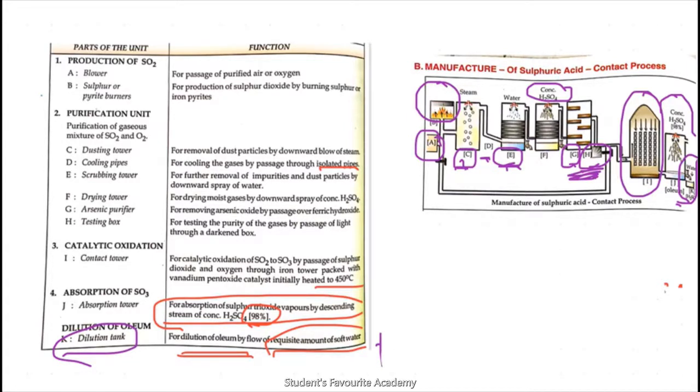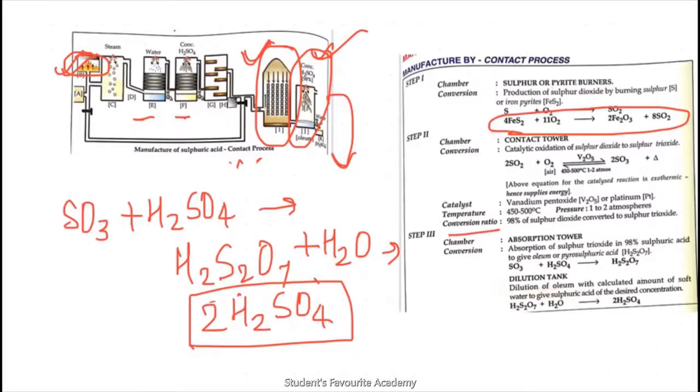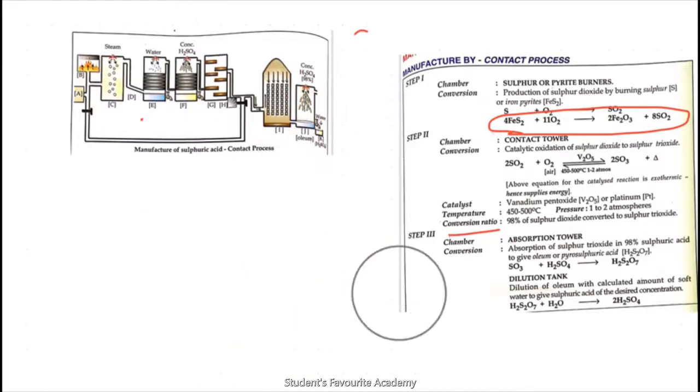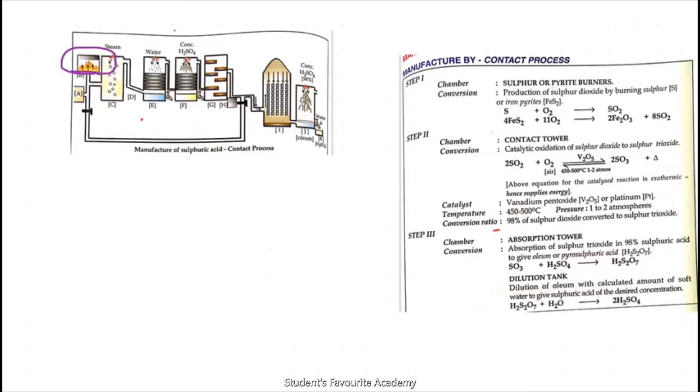Alright, children, we'll now look quickly into the reactions involved in this process. In all the tanks, what are the reactions taking place? I'll tell you, children. This is a place where reaction takes place, wherein you convert sulfur or pyrite into sulfur dioxide. Further, the reaction takes place in the contact tower, wherein I convert SO2 into SO3. Further, the reaction takes place here, where SO3 is converted to oleum, and at last this oleum is converted to sulfuric acid. So these are the 4 places where the reactions take place.